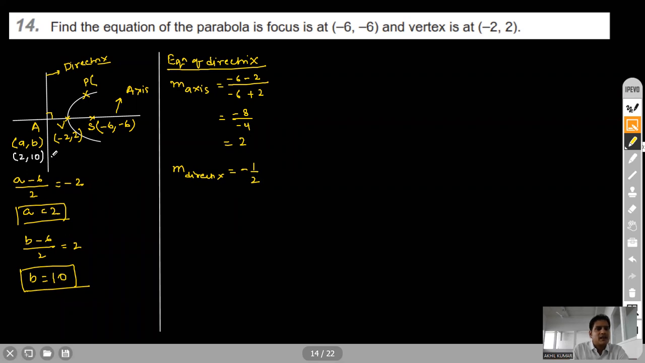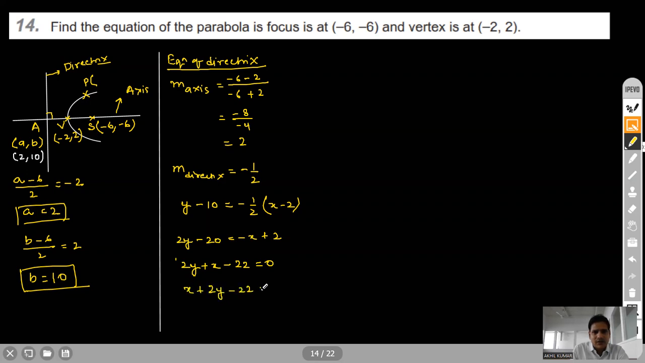Okay. So we can easily write the equation of the directrix as y - y1 = m(x - x1). So y - 10 = -1/2 (x - 2). Okay. So it will be basically 2y - 20 = -x + 2. So 2y + x - 20 - 2, that will be -22 = 0. Or we can simply write it as x + 2y - 22 = 0. This is the equation of the directrix. Okay. So we got the equation of the directrix as x + 2y - 22 = 0.